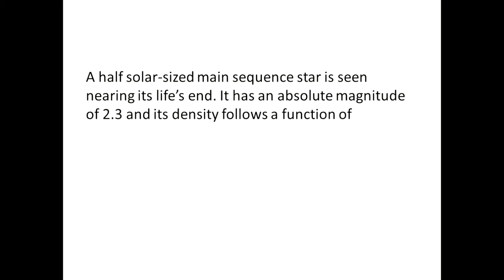It has an absolute magnitude of 2.3 and its density follows this function. The density at point r is equal to rho 0, the central density of the star, multiplied by 1 minus the cubic root of r over R. Small r is the distance from a certain point to the center of the star, and big R is the entire radius of the star.